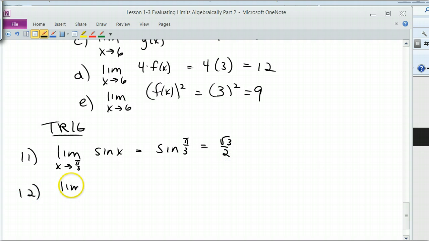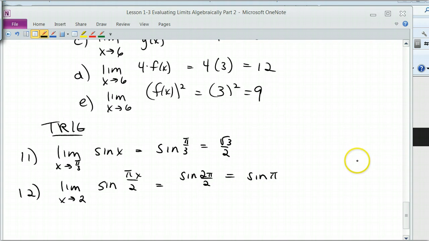And the last one, the limit as x goes to 2 of the sine of pi x over 2. Substitute. The sine of pi, think about the quadrantals, the sine of pi is equal to 0. If I haven't given you back your trig cards, you just need to remind me, because we're going to be using a lot of trig in this section and from now on.